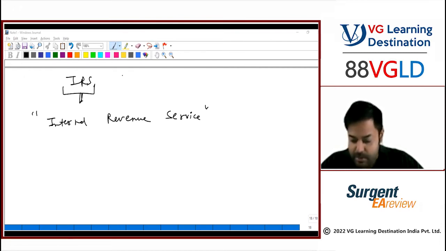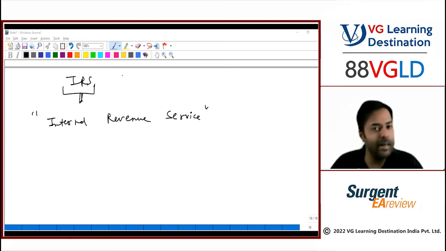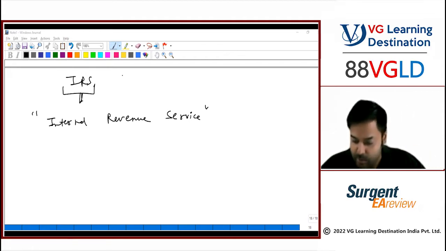Correct. It's like the CBDT in India, the Central Board of Direct Taxes. Similarly, in the US, for the federal taxes, we have the IRS. So we'll keep on using the IRS, that you're notifying the IRS about this, you're giving this to the IRS. We'll frequently keep on using the IRS in this case.